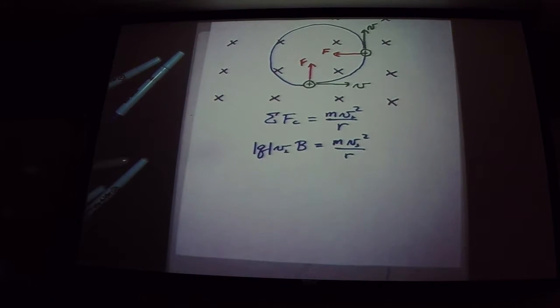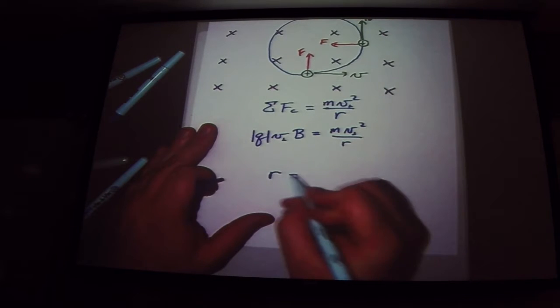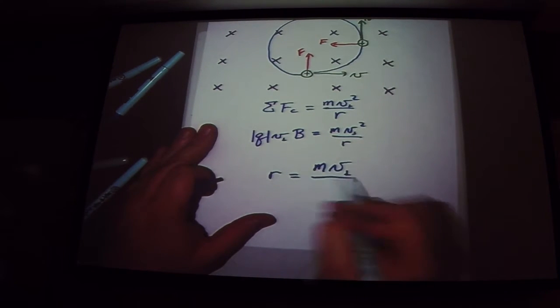Okay, so we can solve for the radius of this. That's one of the things we solve for. Your book uses capital R for this, but lowercase r, capital R, just remember it's the radius of the circle in which the electron is moving, or the proton, or the charged particle, whatever. So the radius is equal to m v perp divided by the magnitude of q times B.